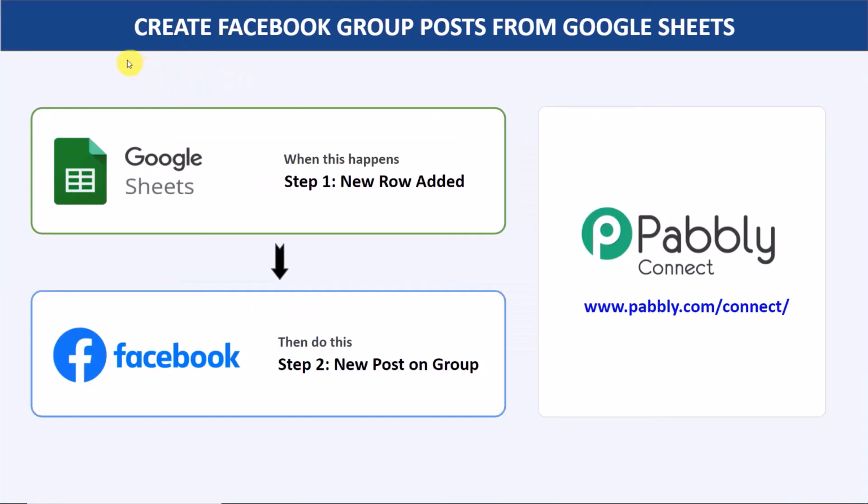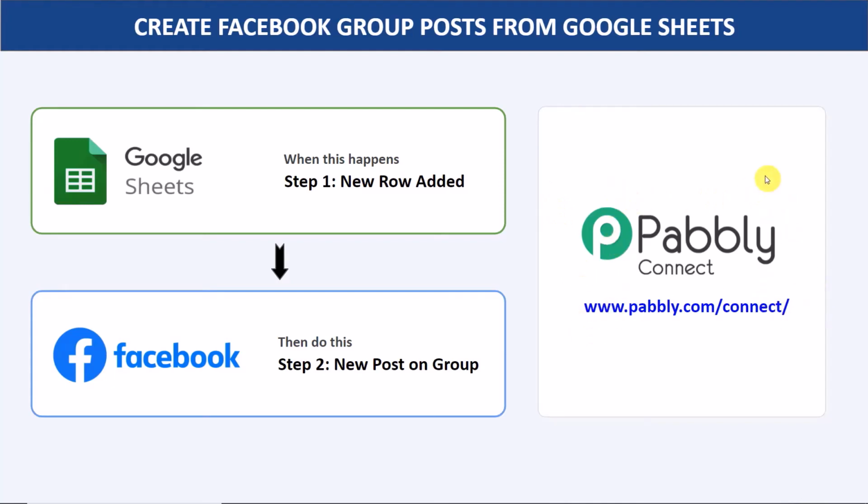Hello everyone. In this video we will learn how to create a Facebook group post directly from Google Sheets. The idea is that if we add some data into Google Sheets, automatically a new post will be created in a Facebook group. But the issue here is there is no direct connection between Google Sheets and Facebook. So that is why we will be using an integration and automation software called Pabbly Connect that integrates Google Sheets and Facebook. The best part here is a person without any technical skill can perform this integration easily.